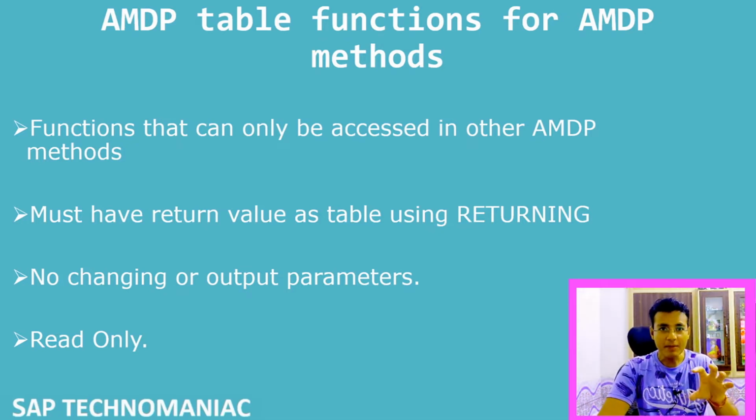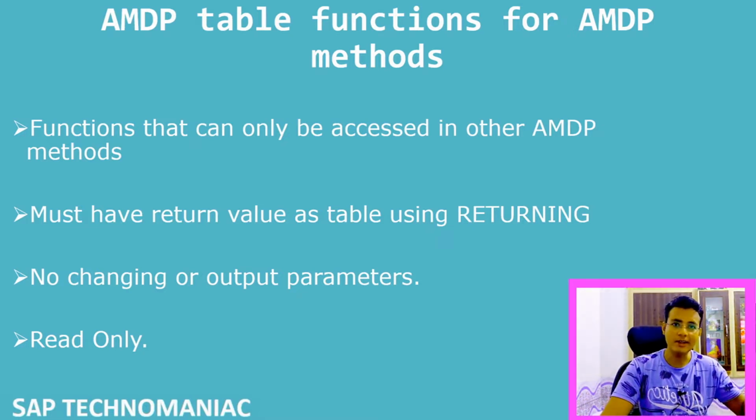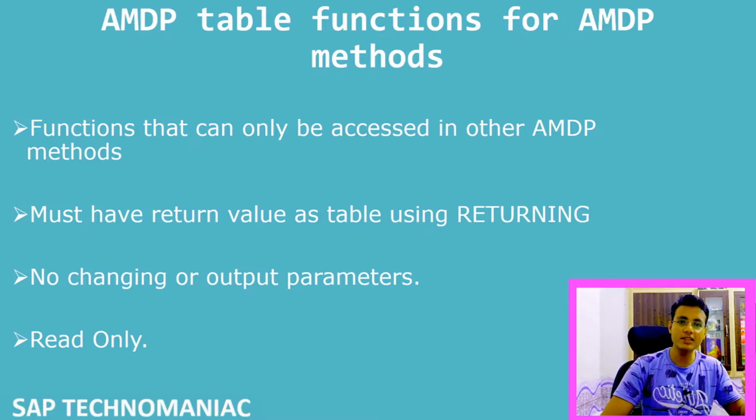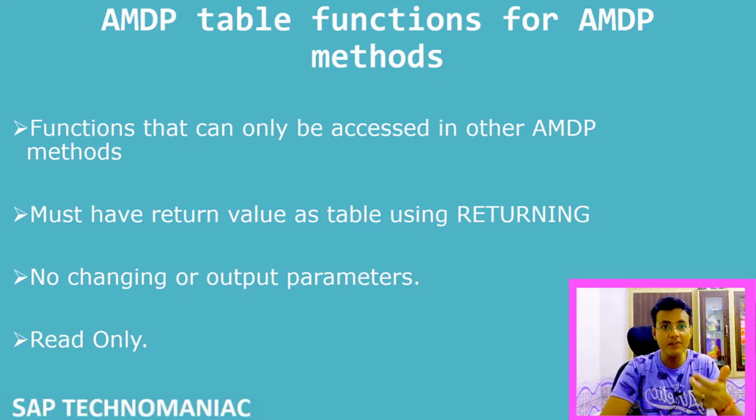AMDP table functions, as the name itself says, return a table. In the same way, CDS table functions also always return one table. AMDP table functions also return a table, but the declaration part will be different. The declaration of the AMDP table functions which we are creating is not the one we use for a CDS table function. Instead, we will be giving the importing and the returning parameter.